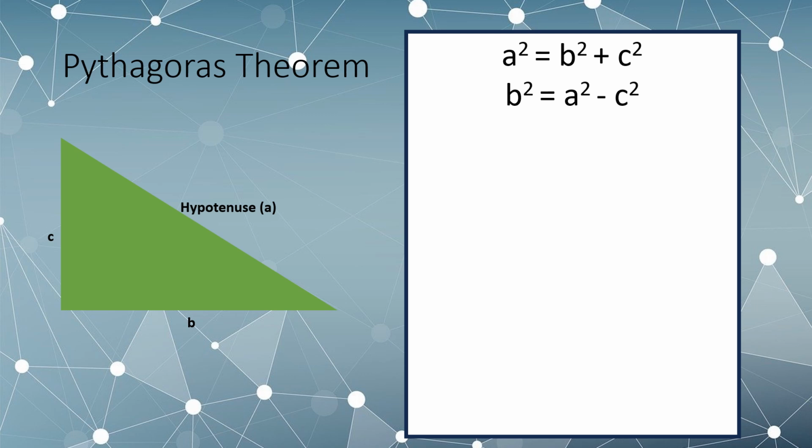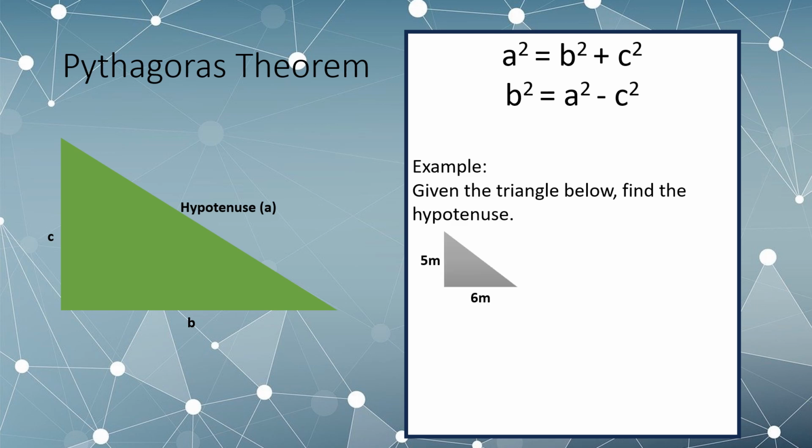Okay, using this general concept, let's look at an example now. In this question, we're asked that given the triangle below, we need to find the hypotenuse. So remembering, the hypotenuse is the longest side of a triangle. So we're told that left-hand side is 5 meters, the bottom is 6 meters, and obviously we don't know what our hypotenuse is. So we have a squared is equal to b squared plus c squared. That's our equation. A squared is then going to be equal to 5 squared plus 6 squared.